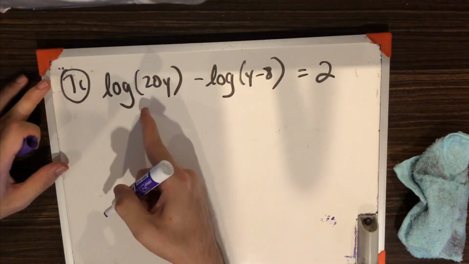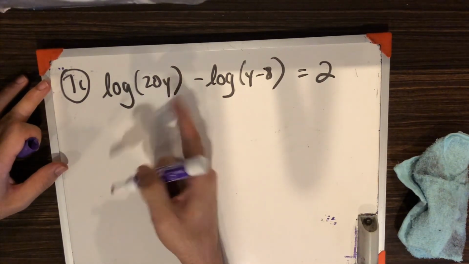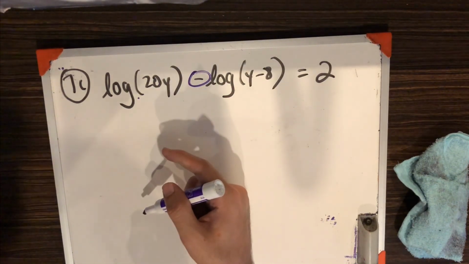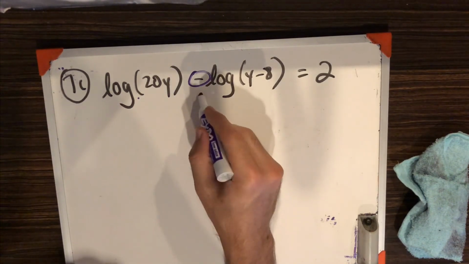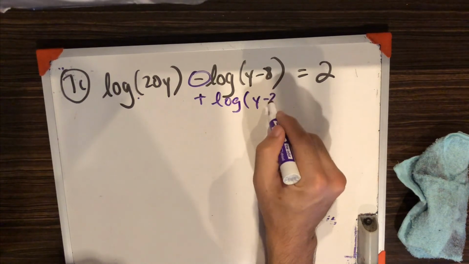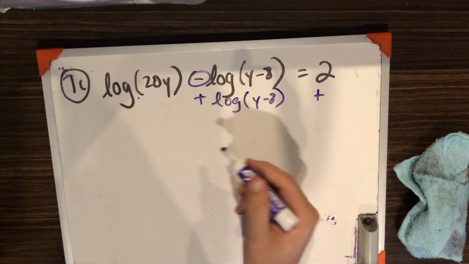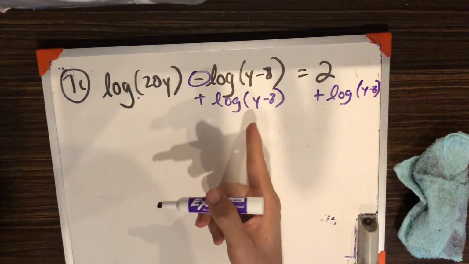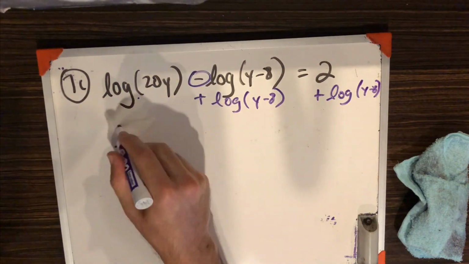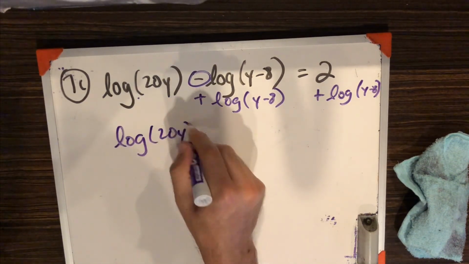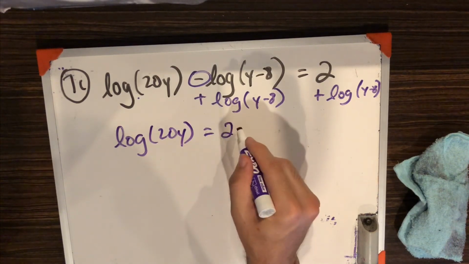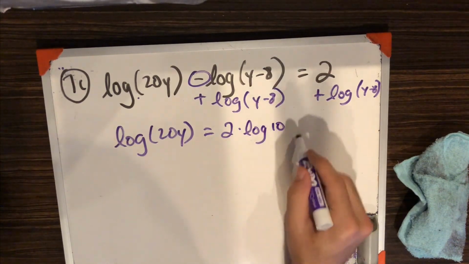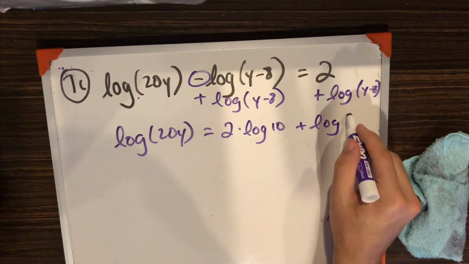Alright, 7c. For 7c, we have minus sign, again, same base, so we can end up doing division here. What you could do is I could add log base 10 of y minus 8, so we end up not having to do division just because it gets a bit messy, especially with these types of problems if we end up doing division. Okay? So that means I have log base 10 of 20y is equal to 2. Again, I'm going to change 2 into log form, so I can say 2 times log base 10, right? Plus log base 10 of y minus 8.